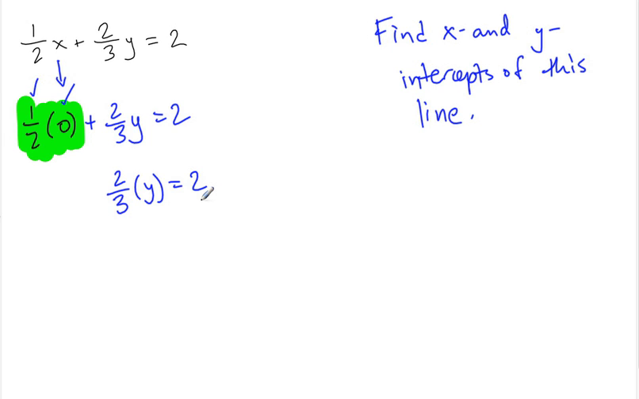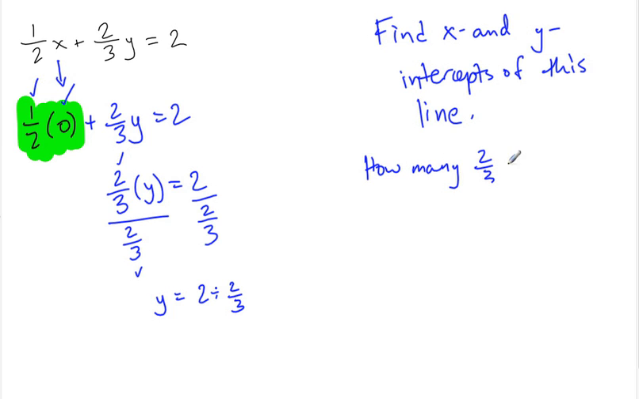And so I ask myself, what's the opposite of times? And that's an easy question. The opposite of times is divide. So I divide this by 2/3, and I divide that by 2/3. And this checks out. So I get y equals 2 divided by 2/3. And why do I write it like that? Because I want to remind you that 2 divided by 2/3 is the same as saying how many 2/3 are there in 2. How many 2/3 are there in 2?